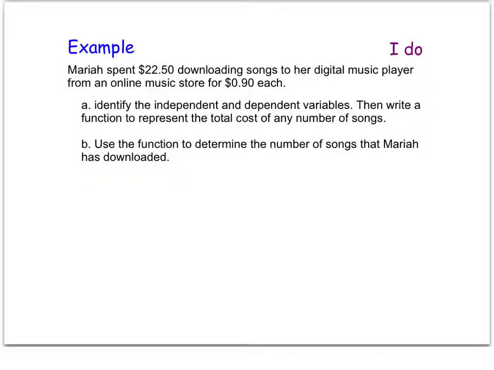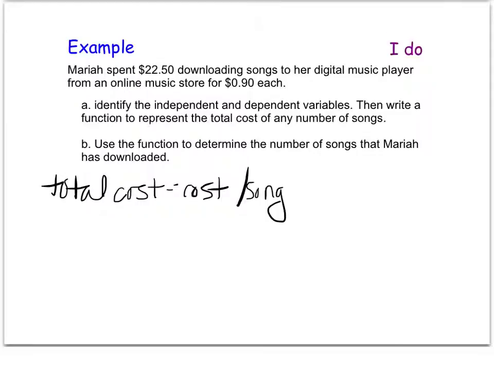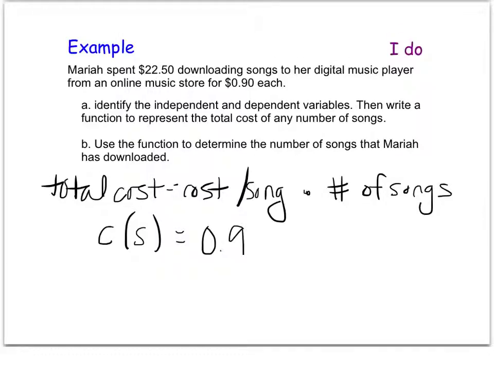So we'll say total cost equals the cost per song times the number of songs. So our function we're going to write is going to be the cost per song. The cost of the song is, we know, 90 cents per song.